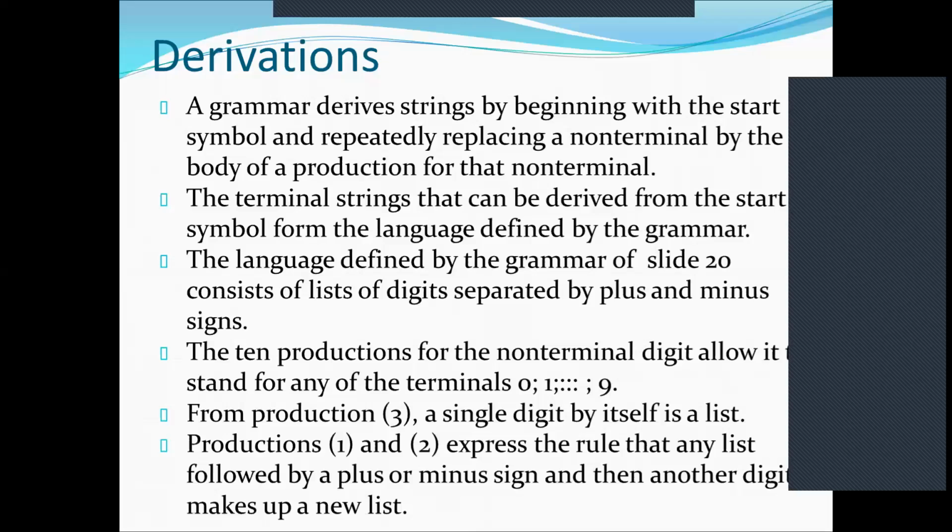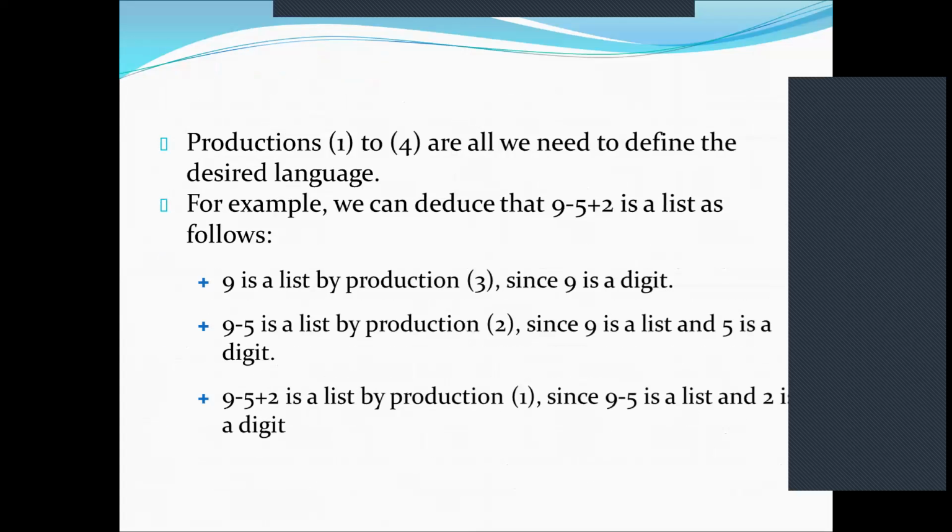Now what it says, production 1 and 4 are all we need to define the desired language. What is 1? Production 1 says list is list. List can have the form of list plus your digit. And 4 says the digit can have any value between 0 to 9.